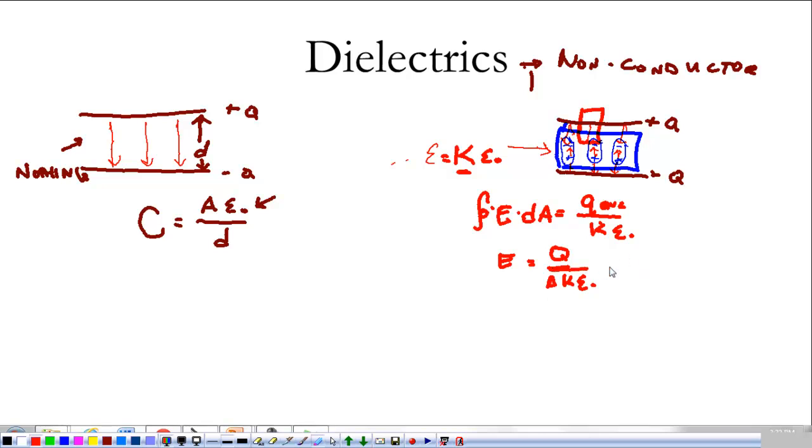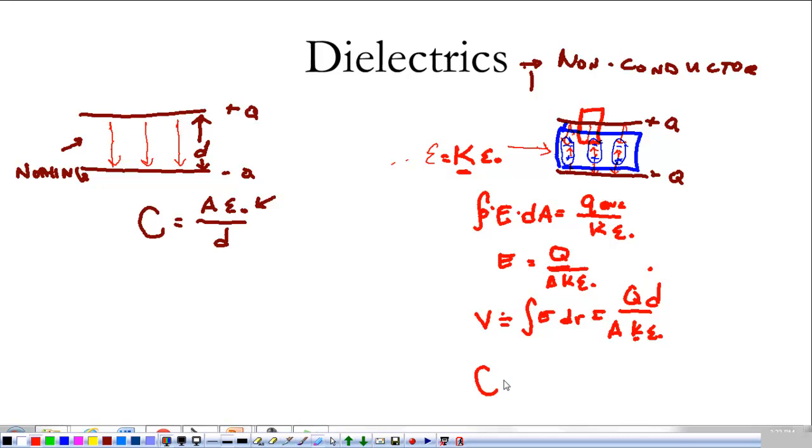We have decreased our electric field. It is smaller than it is over here. So between these two, I know the electric field is smaller. When we do the voltage, that is the integral of the electric field with respect to radius. Since it's constant in that area, really, it's just the electric field, Q over A times this new kappa times epsilon naught times the distance separating those two plates. And I see here again that because of this kappa, I have decreased the voltage.